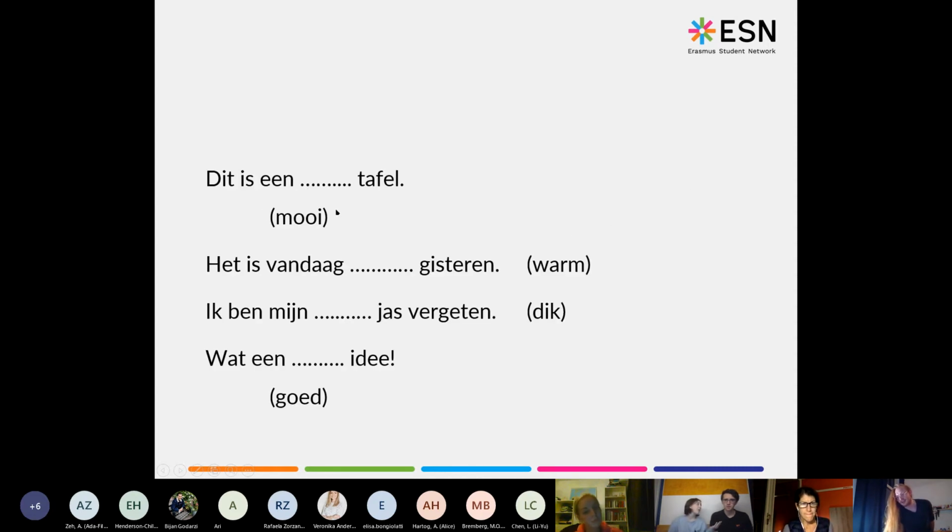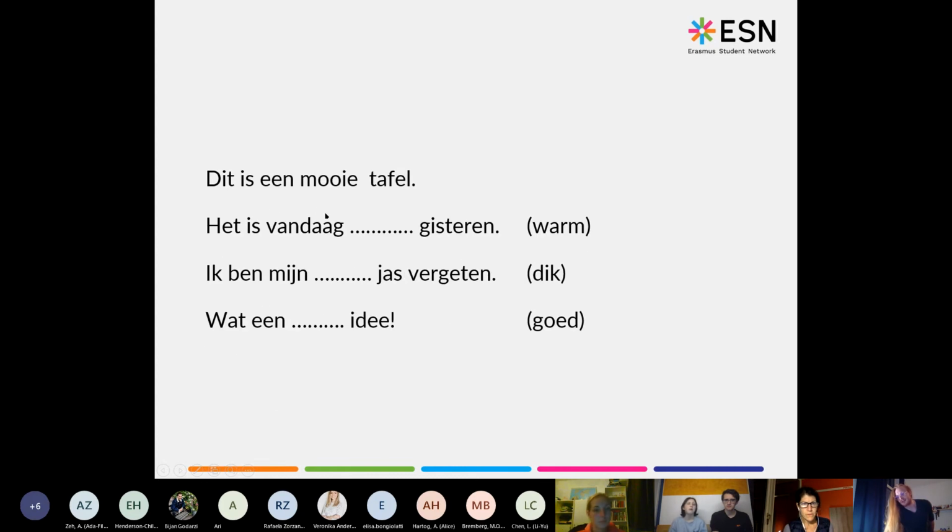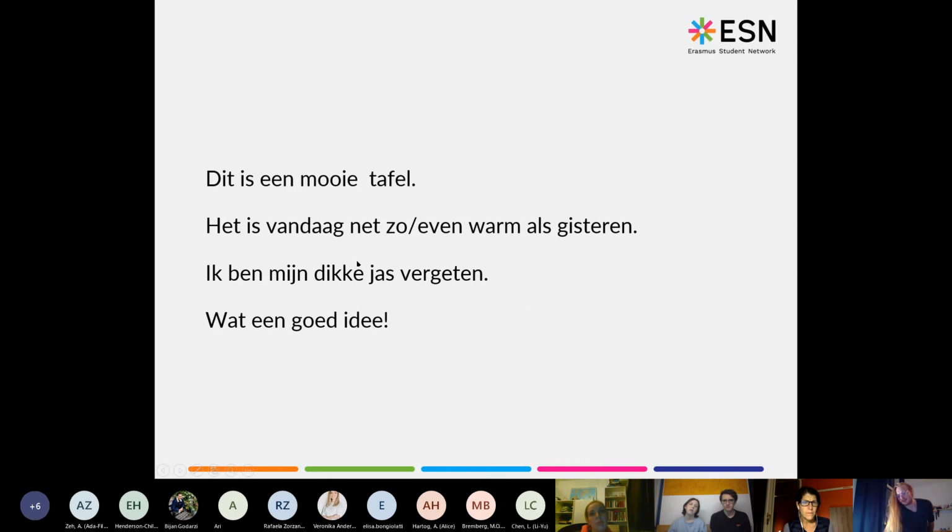So here are some examples. Dit is een mooie tafel. You already know this. Warm. Het is vandaag gisteren. So if we want to say it is just as warm today as it was yesterday, we could say het is vandaag net zo warm als gisteren. Or het is vandaag even warm als gisteren. Ik ben mijn jas vergeten. Ik ben mijn dikke jas vergeten. En wat een goed idee. These are just examples of the first one. But this is the most important thing to know. So just as is net zo als or even als. Okay?